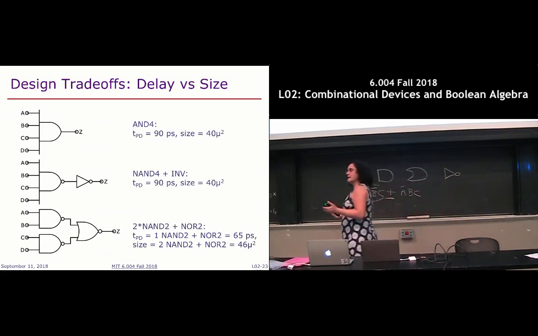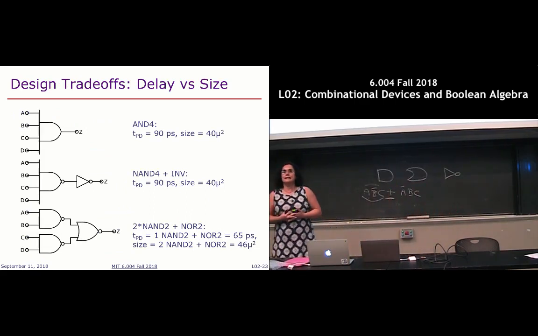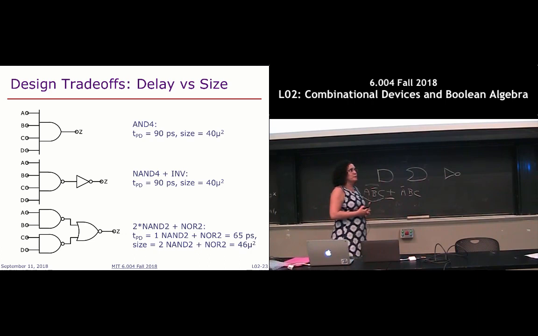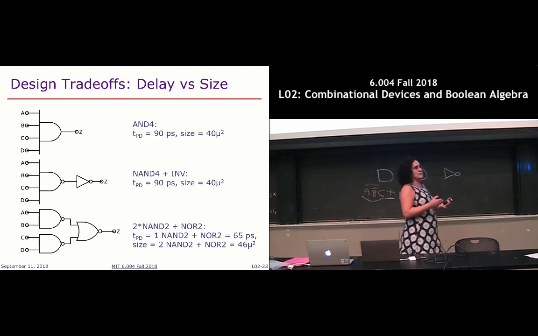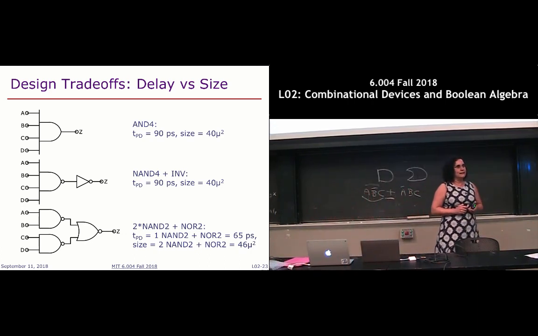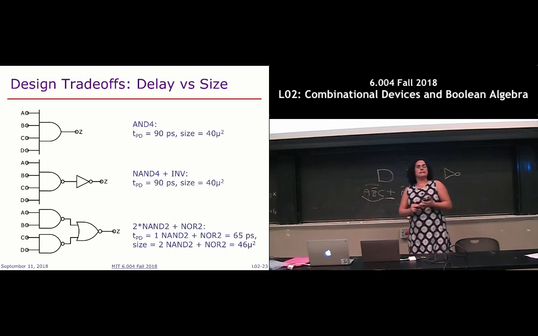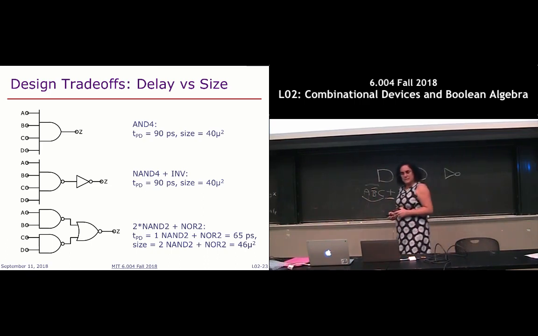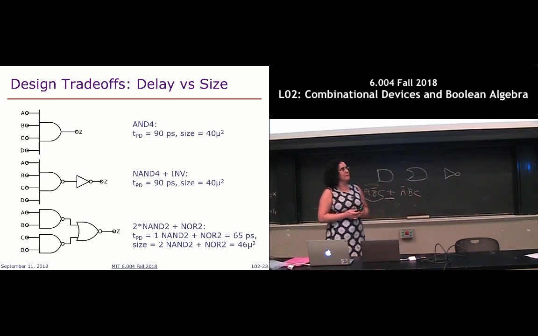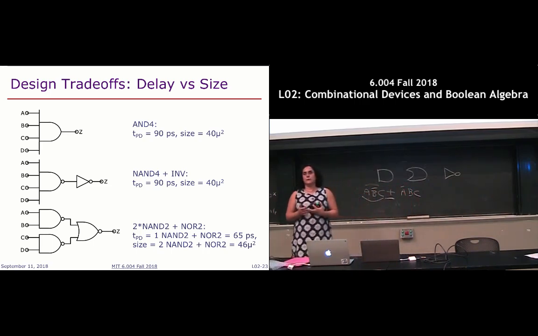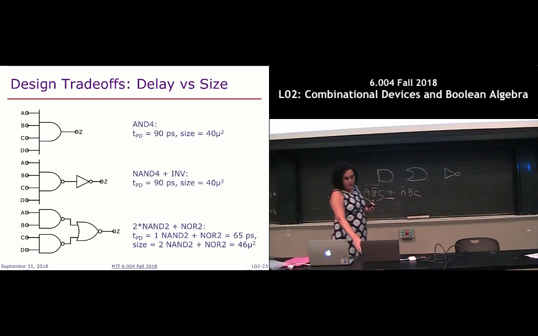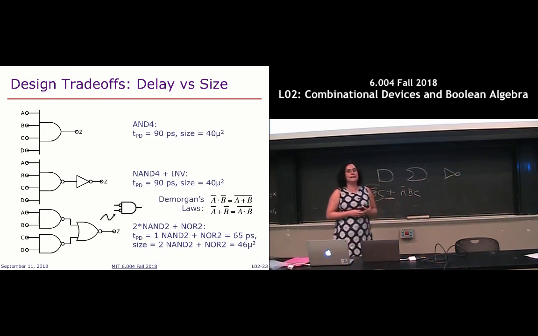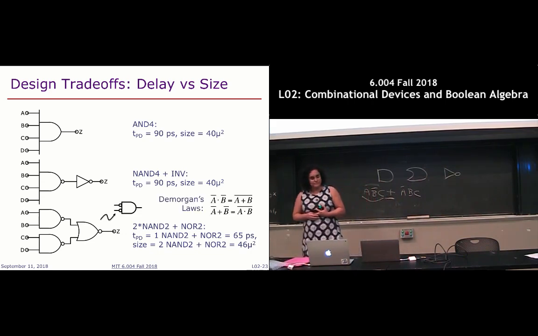Okay, so given that we have these delay and size trade-offs, for something as simple as a 4-input AND gate, I might have to decide: do I want to use a 4-input AND gate directly? Or do I want to use a 4-input NAND gate followed by an inverter? Or do I want to use this more complicated thing shown at the bottom of the slide, which is also equivalent logically to a 4-input NAND gate using DeMorgan's laws?